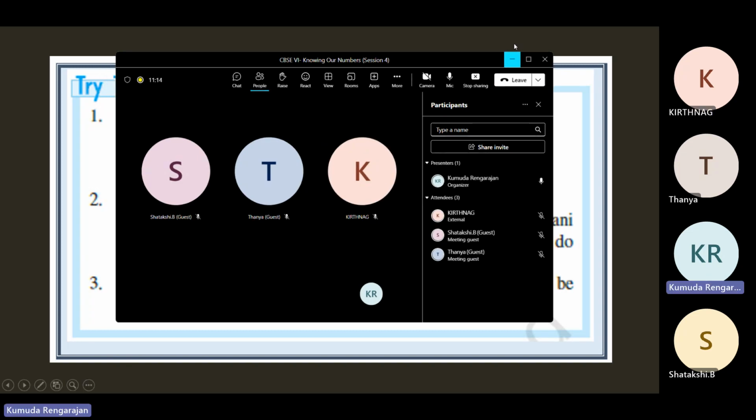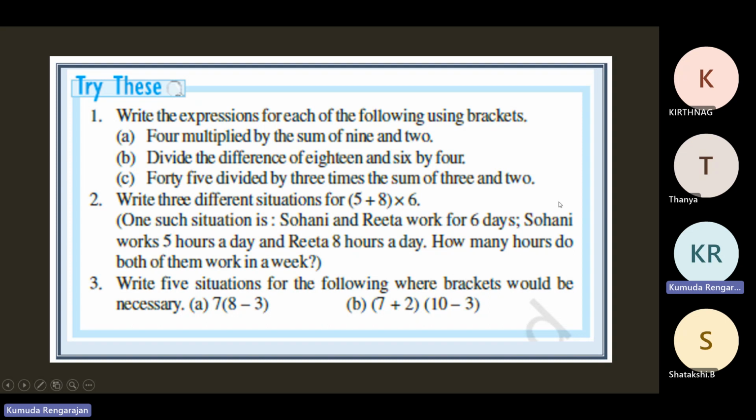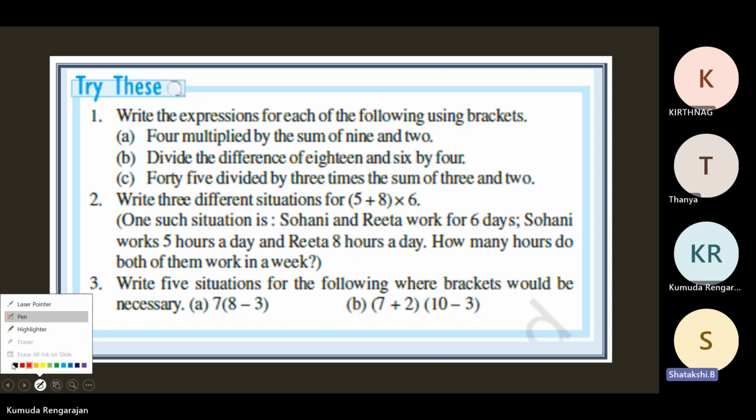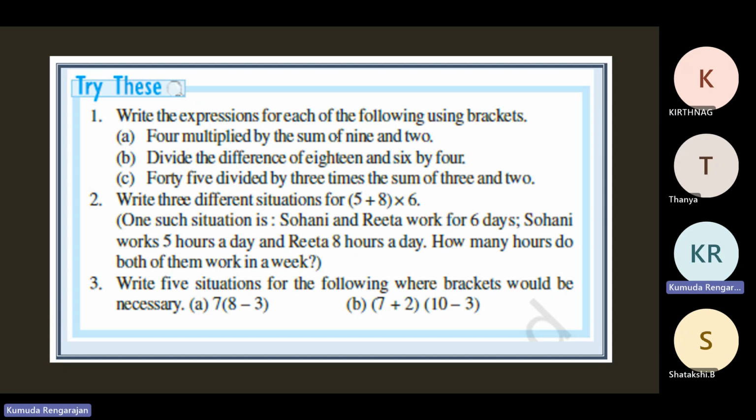Good morning. I've shared my screen. It's visible, right? Is my screen visible, children? Yes, ma'am. Very good. All right.